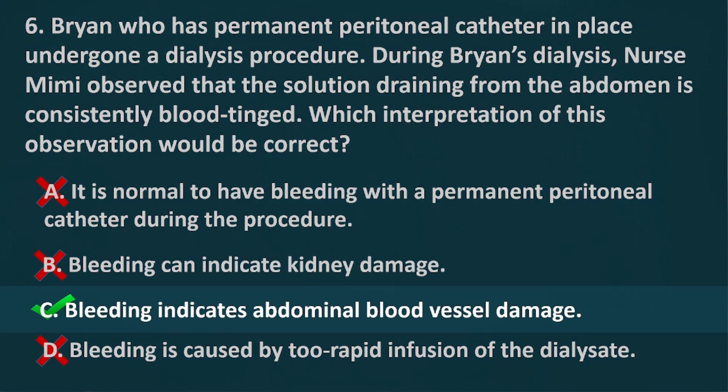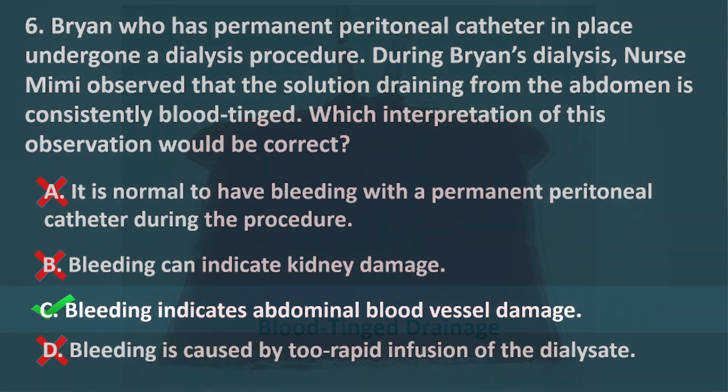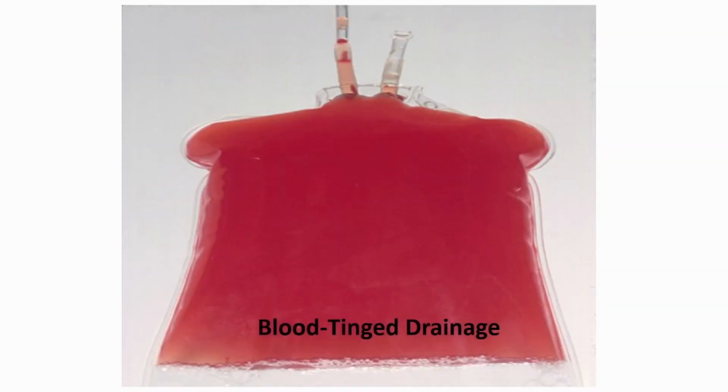Bleeding indicates abdominal blood vessel damage. Because the client has a permanent catheter in place, blood-tinged drainage should not occur. Persistent blood-tinged drainage could indicate damage to the abdominal vessels, and the physician should be notified.